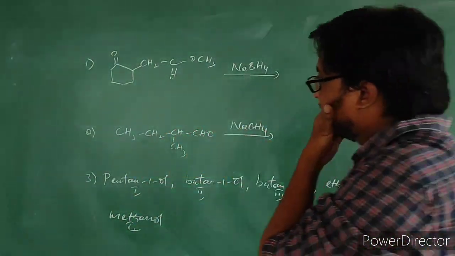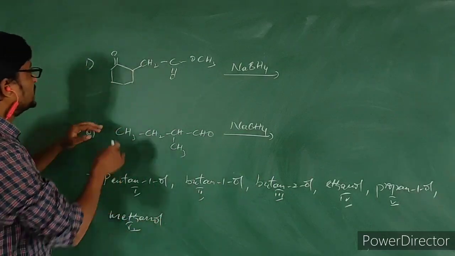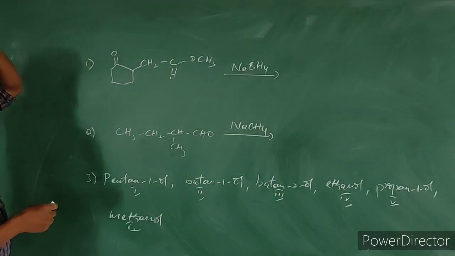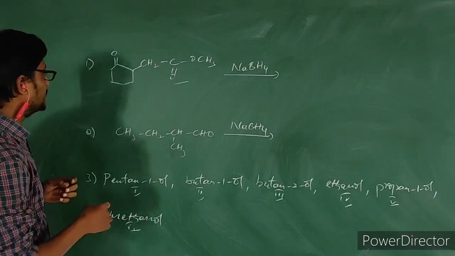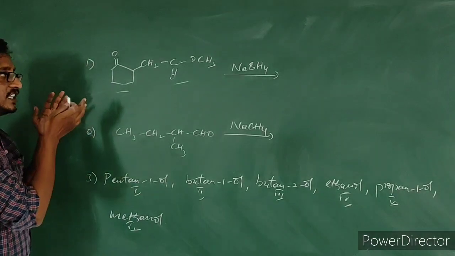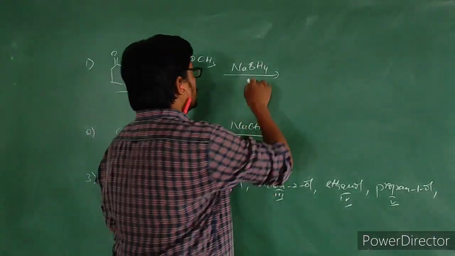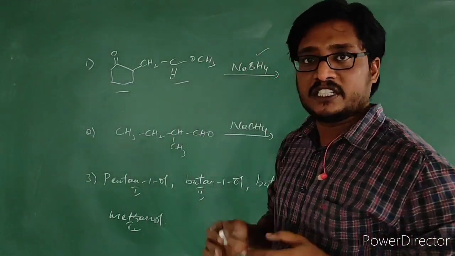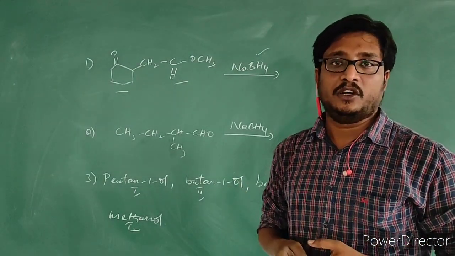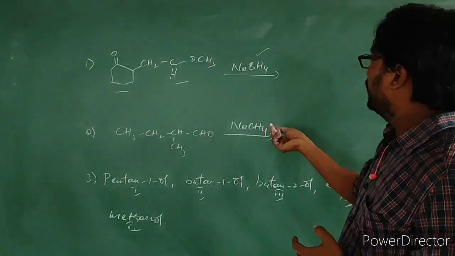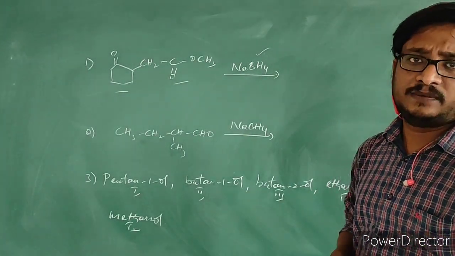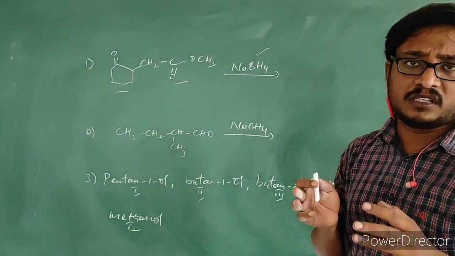Okay, see here, this is the reactant. If you see this reactant, it contains two functional groups. One is an ester functional group, and one is a ketone functional group. When this compound is treated with sodium borohydride, what is the nature of sodium borohydride? It is a reducing agent. It will reduce aldehydes, ketones and acid chlorides, but not esters. Remember this point.